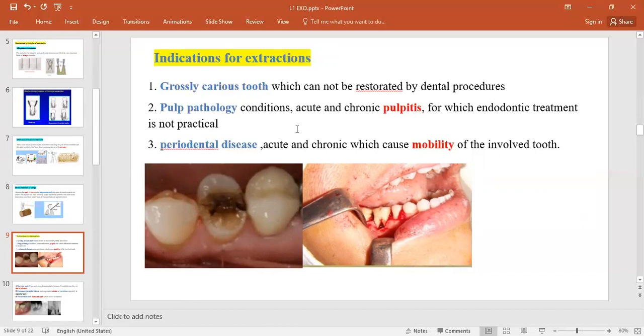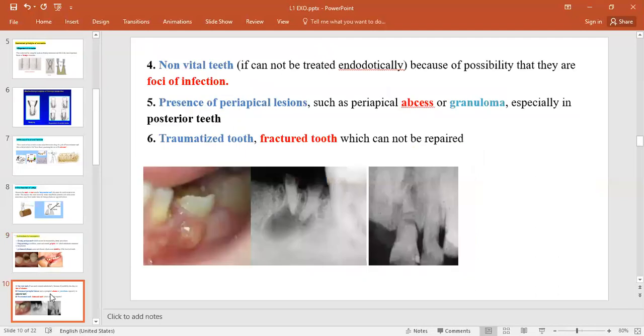The third one, periodontal disease. See here, if we have acute or chronic periodontitis, and the tooth is mobile, it is a source of infection, and we cannot save it in any way. So we must extract it. Non-vital tooth: if the tooth cannot be treated endodontically, because of the possibility it will be a cause of infection. It is a focus of infection, especially in the debilitated patient. In this way we can extract the tooth.